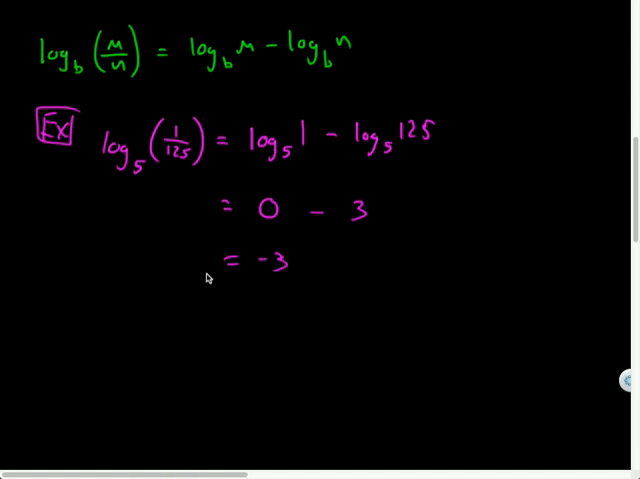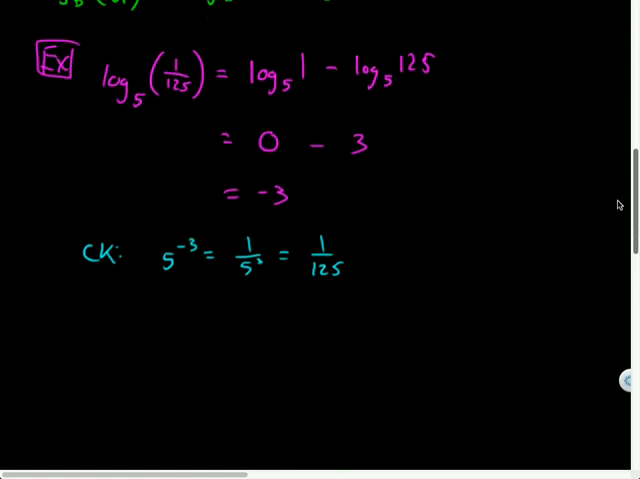Let's do a check this way this time. What is 5 to the negative third power equal to? That's 1 over 5 to the third, which is 1 over 125. So that property's not that bad. Good stuff. So that is the quotient.